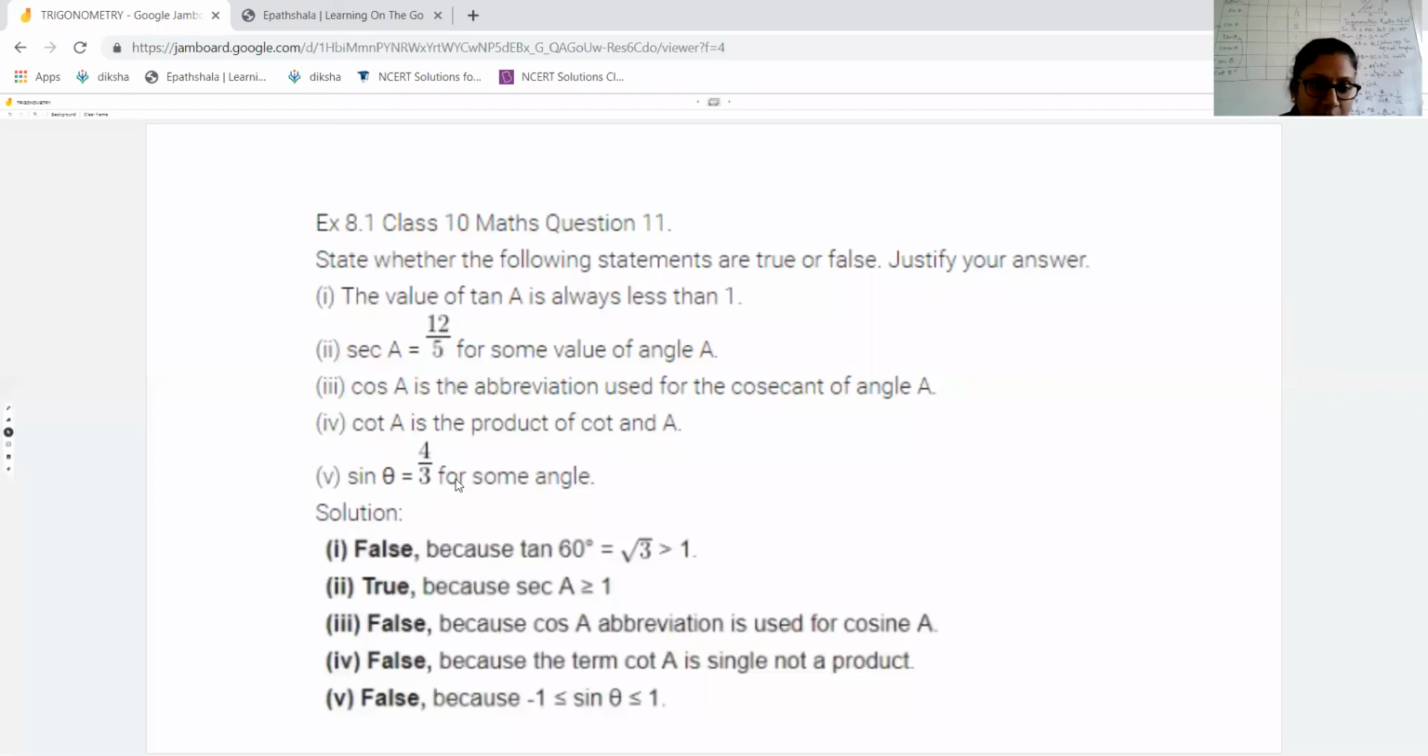And sine theta is equal to 4/3 for some angle, that I have to discuss once the table is ready. The 1, 3 and 5 maybe we can discuss once our table is ready.